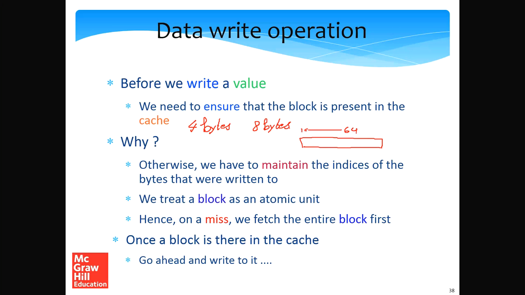Since we are treating a block as an indivisible unit, if we just replace this part of the block with new data, we'll have to remember this somewhere. Maybe after this, we can have another write operation which will write to this part. If that is done, we will need to maintain some state somewhere to remember which part of the block was written when, and which parts are untouched and which parts are new. That's a lot of additional work. Also, it breaks our abstraction that a block is an atomic unit. We have always had this neat and convenient abstraction that a block is one indivisible unit. Hence, if we have a miss, we first fetch the entire block, the old contents of the block. After that, we write the new data.